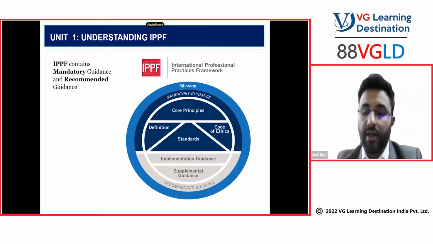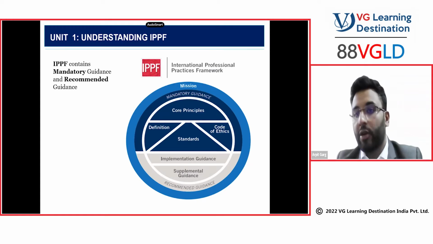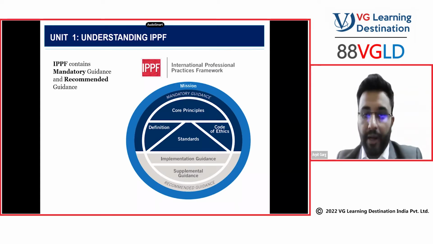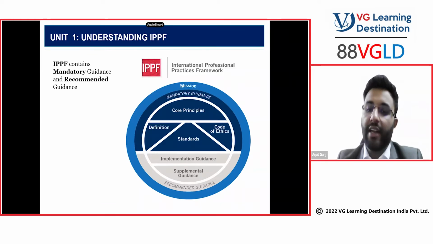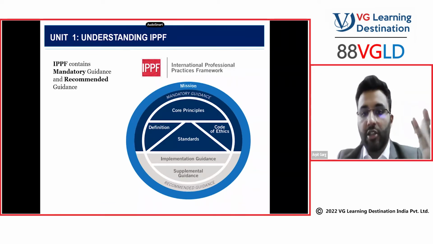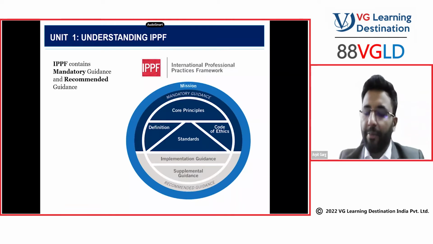How does that work? And then we'll get into the GLIM content. And then, as I said, there are 4 elements of the code of ethics: integrity, objectivity, confidentiality, and competency. So that was on mandatory guidance, folks. Apart from this, we have recommended guidance. Under the recommended guidance, we have implementation guidance and supplemental guidance. So that's a very brief overview of what IPPF covers.